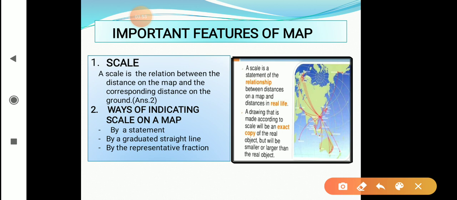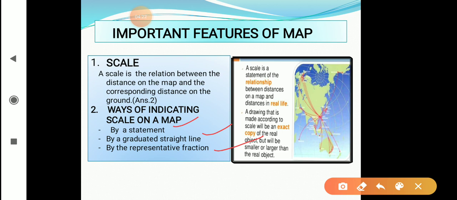Now we will learn about the ways of indicating the scale of a map. There are 3 different ways of indicating the scale of a map. First, by a statement; second, by a graduated straight line; third, by the representative fraction. By a statement.